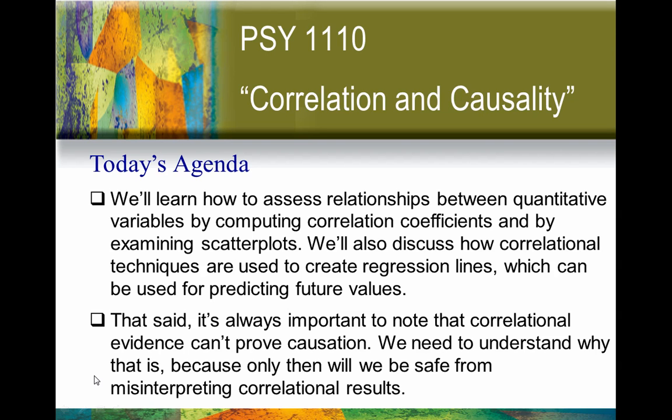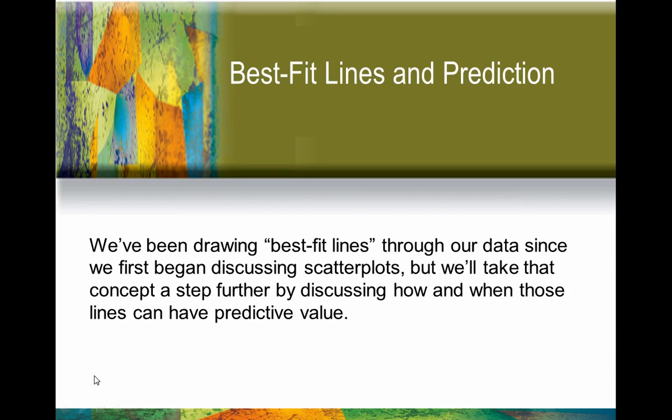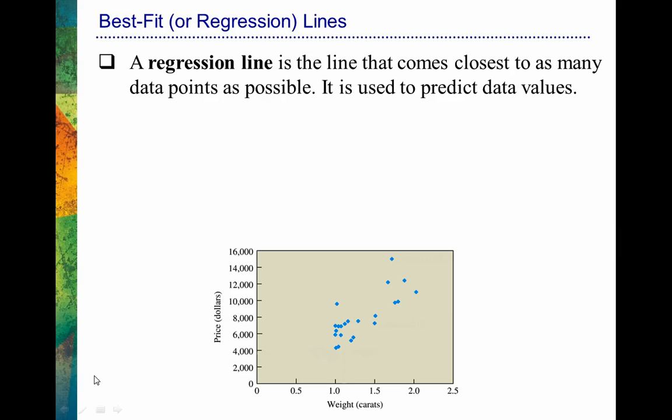Welcome back, everybody. Let's continue talking about correlations, but now let's focus on section 7.3, where we will discuss best fitting lines and making predictions based on our scatter plot and based on that best fitting line. You'll see what I mean in just a second. A regression line is a line that really comes as close to as many points as possible, and we use it to predict values. And we've been doing that kind of all along.